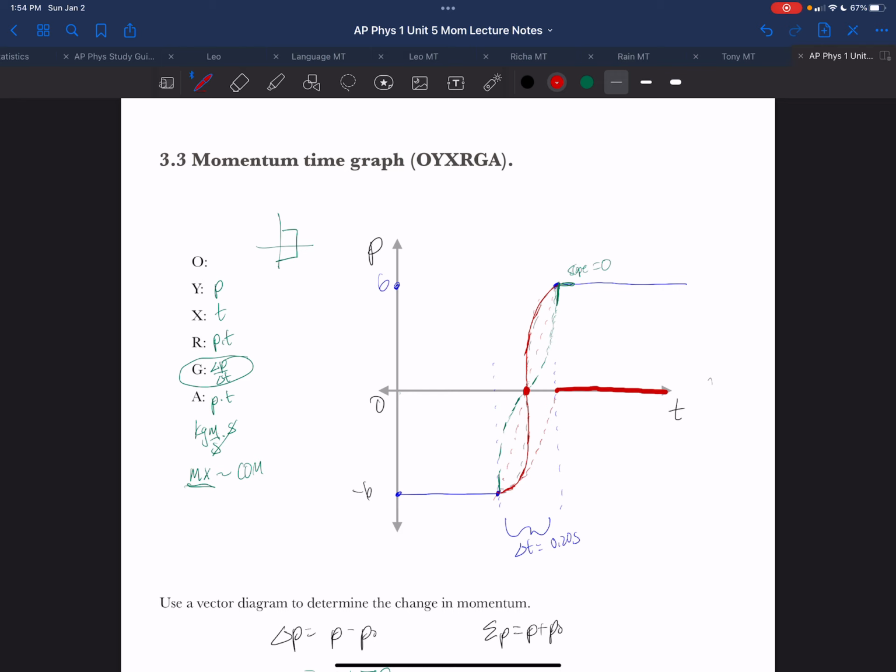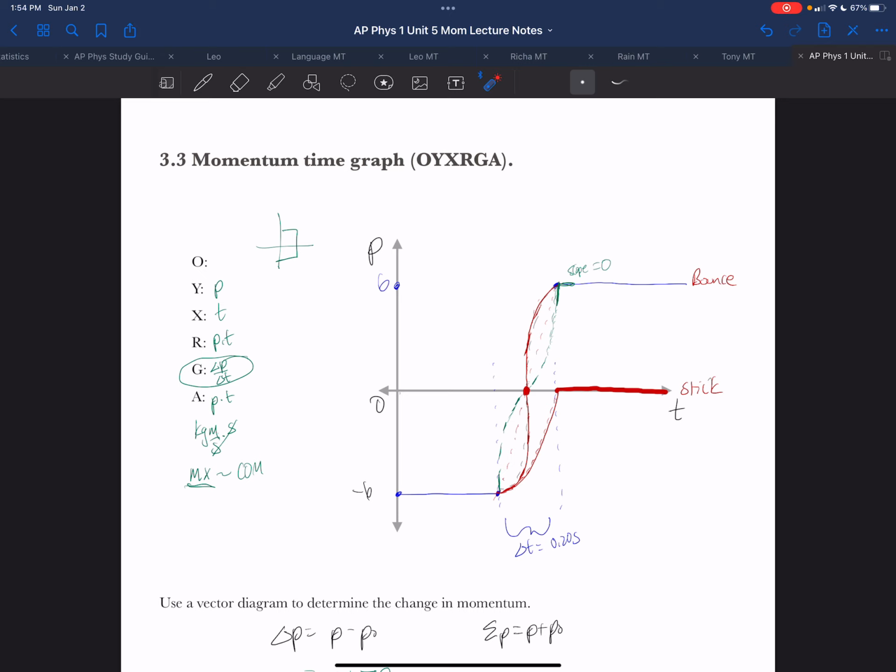So that's how those two graphs compare. This is the bounce, and this is the stick. We can see the change in momentum was twice as large. We can see the rate of change in momentum had to be a lot larger to bring about a bigger change in momentum in the same amount of time.